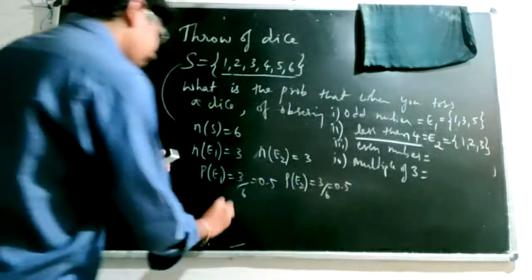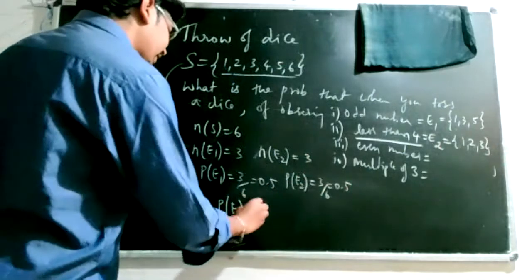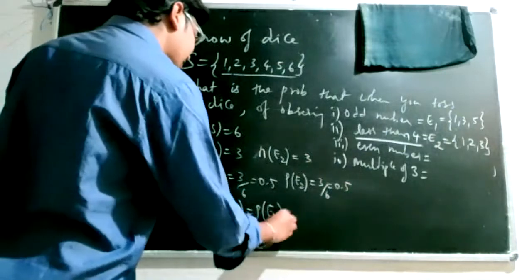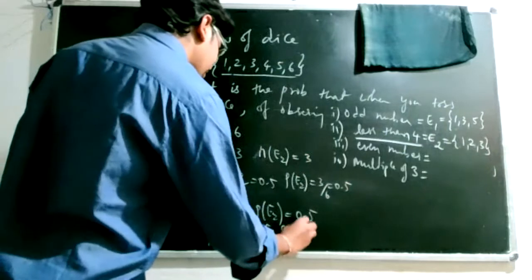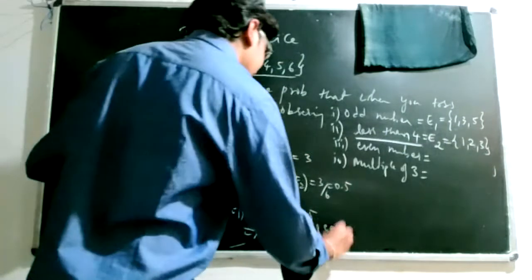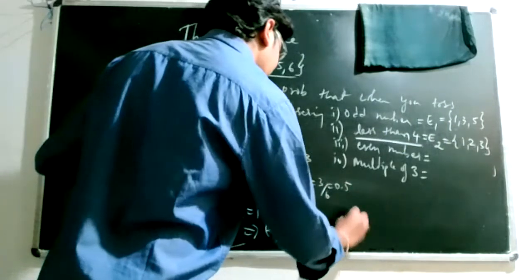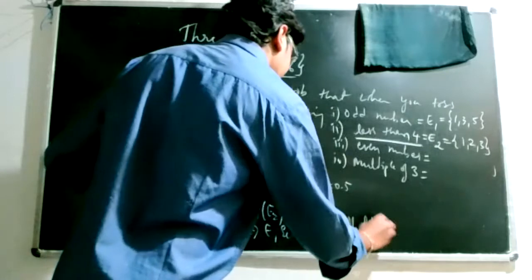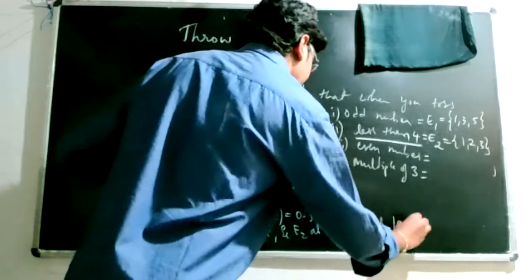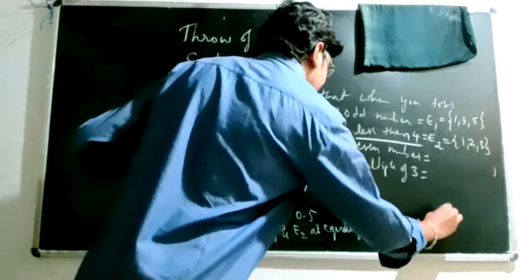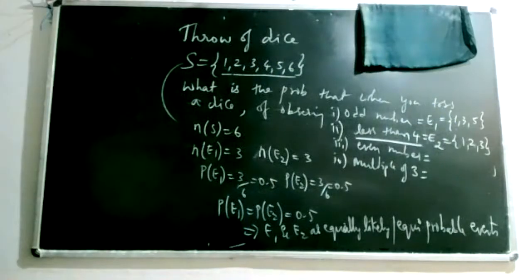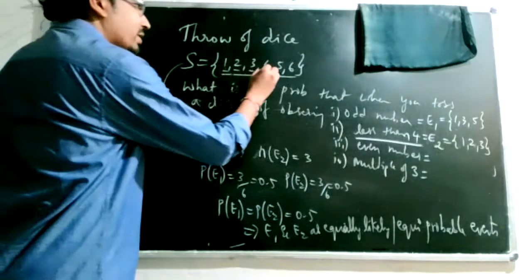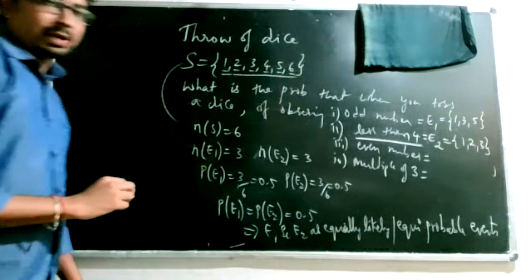Now, since the probabilities for the events E1 and E2 are the same, 0.5, you can call E1 and E2 equally likely events or equiprobable events. So whenever you observe two or more events with the same probabilities, the events are said to be equally likely, and each of these outcomes is also equally likely.